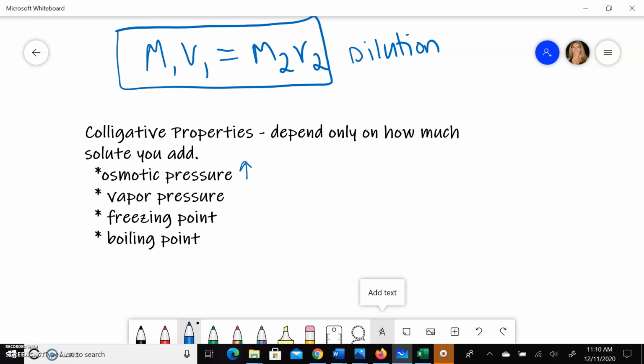For vapor pressure, this is the pressure of a gas that's sitting on top of a liquid in a closed container. If you add particles to it, it's kind of like it keeps the liquid from evaporating, so the vapor pressure will go down. You will have less gas in that container.